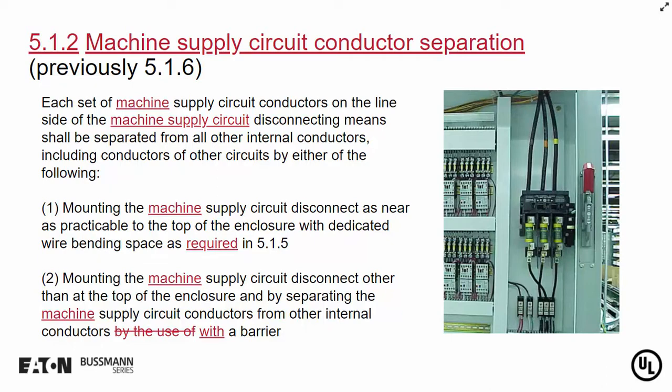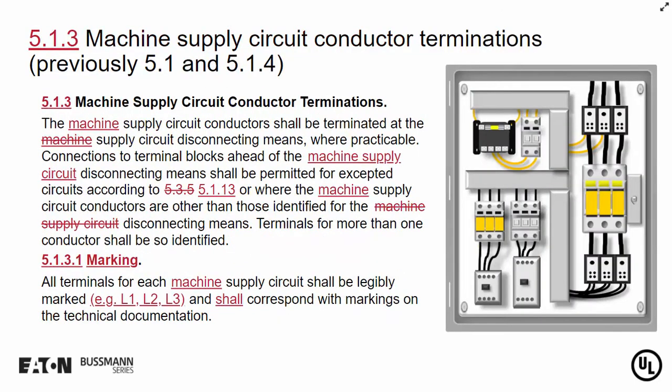So let's talk about this requirement. What is required? Well, the general requirements detail that the machine supply circuit conductors must be separated from other conductors. In the first subdivision, it requires the machine supply circuit disconnect to be near the top of the enclosure with the required wire bending space, which we'll talk about later in this presentation. In the second subdivision, it requires that if the machine supply circuit disconnect is mounted at other than the top of the enclosure, a barrier separating these conductors from other conductors is required.